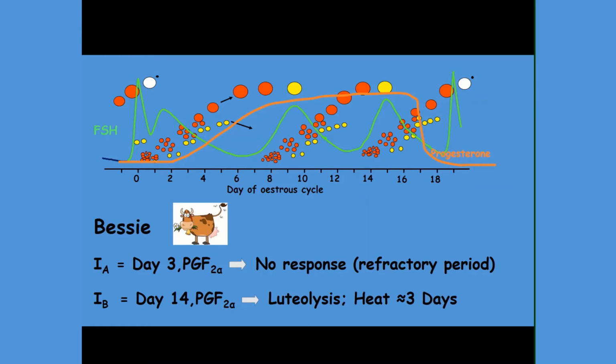So on intervention day B, she will have moved from day 3 plus 11 days, and she'll be at day 14 of her cycle. She will have a nice dominant follicle, and she will have a nice corpus luteum, which is responsive. When we give the prostaglandin, she will undergo luteolysis, and the progesterone will drop, GnRH will kick off, LH will kick off, and we will have heat and ovulation within about 3 to 4 days or so.